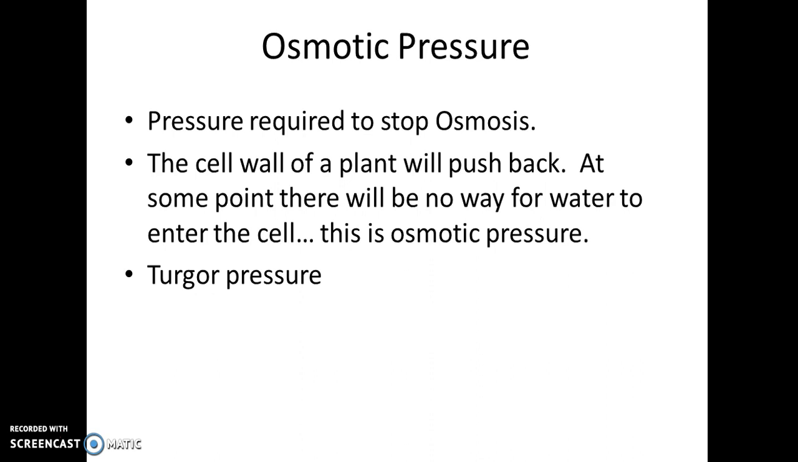It's also called turgor pressure, which allows the plant cell to be full, nice and plump, and stand erect. If you have a wilty plant, that means there's a loss of turgor pressure because the water is no longer entering the plant cells and pushing against the plant cell wall.